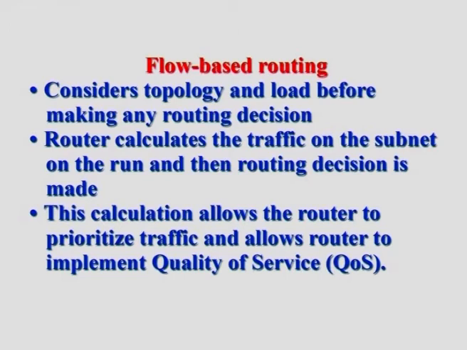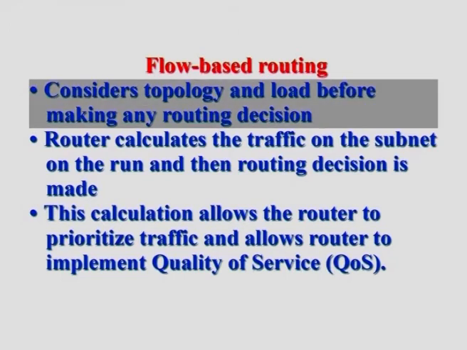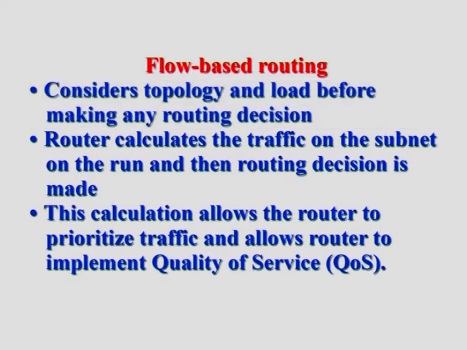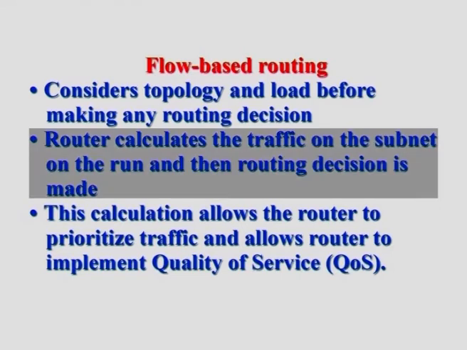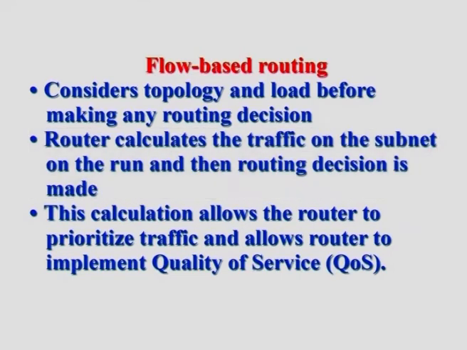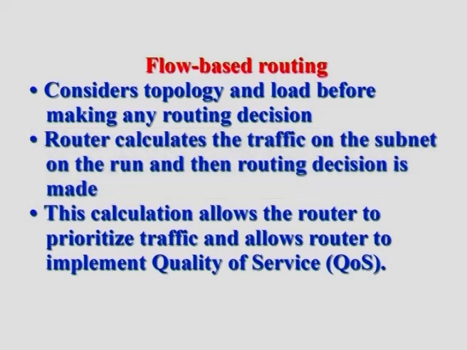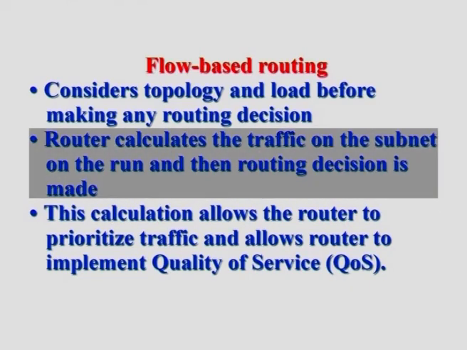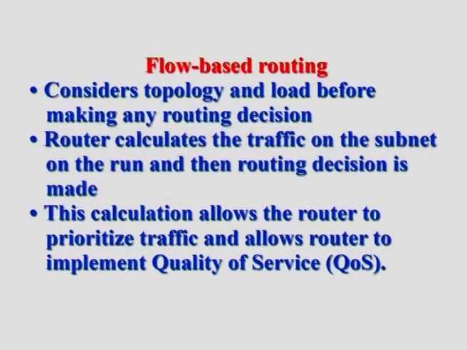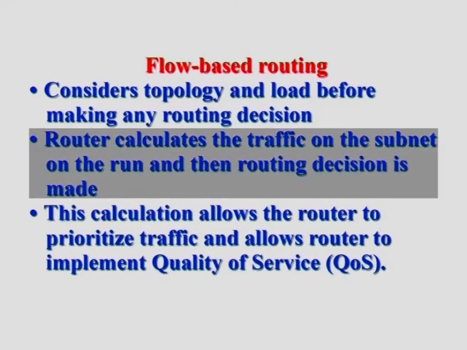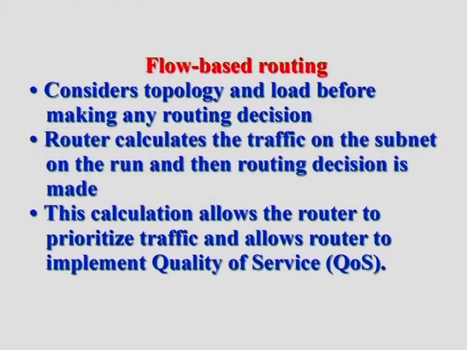Flow-based routing is another static algorithm which considers topology and load before making any routing decision. The router calculates the traffic on the subnet on the run and then the routing decision is made. The idea behind the analysis is that for a given line, if the capacity and average flow are known, it is possible to compute the mean packet delay on that line from queuing theory.